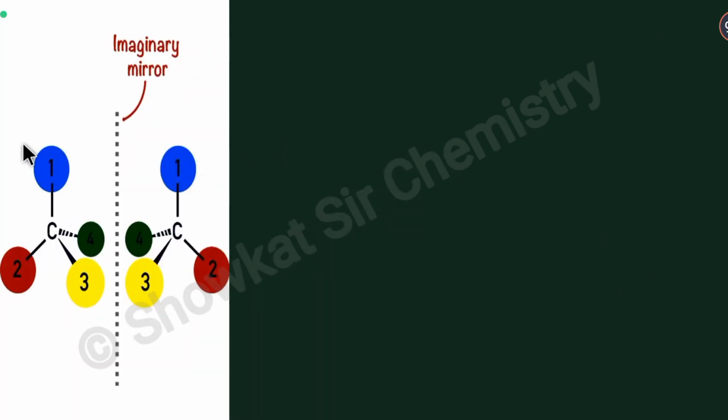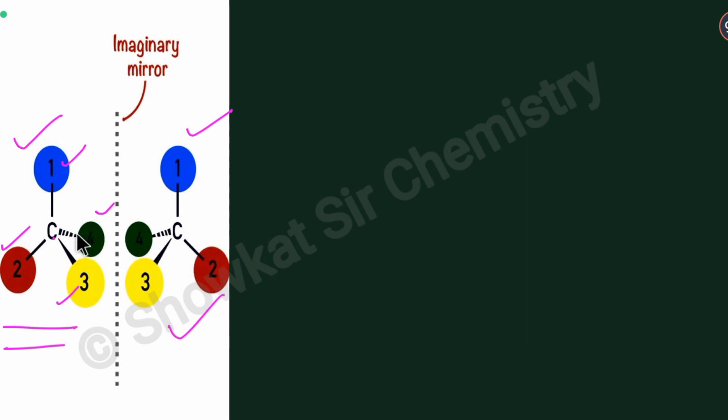So let's check it out. Non-superimposable. This is one of my compounds. This carbon is my chiral carbon. It's attached to 4 different groups. Let's say we have group 1, group 2, 3 and 4. Now if I have a mirror, what will the mirror image be? It will look like this. This is the mirror image of the first one. This is the actual compound, and this is the mirror image.